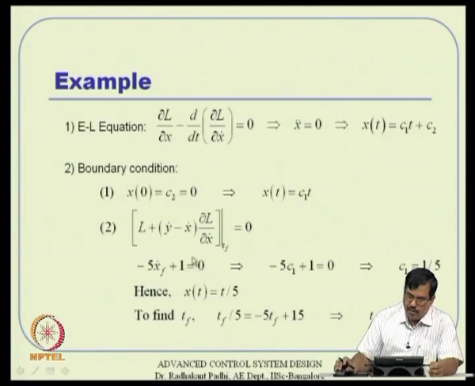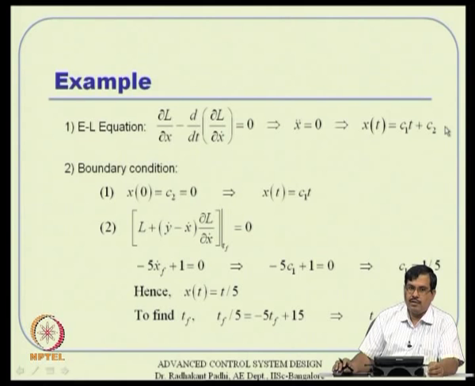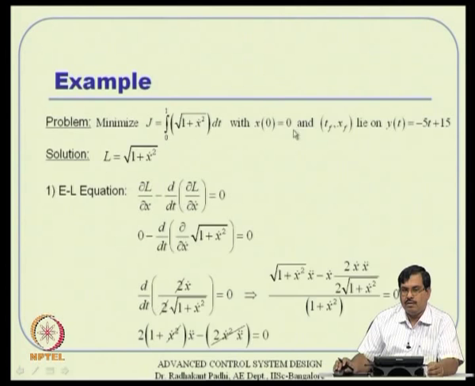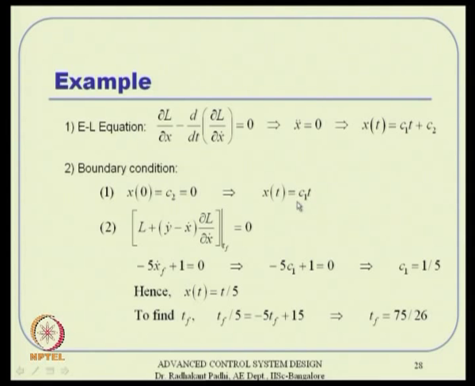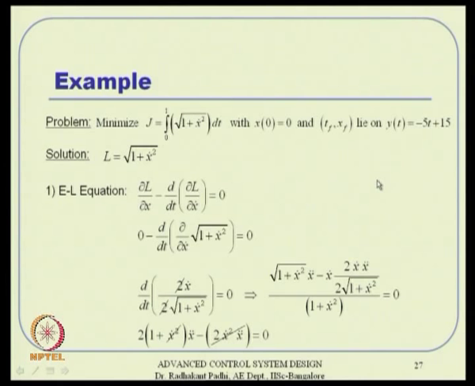Now, if x double dot is 0, then obviously the solution, once you integrate it twice, is c1 t plus c2, and then you can bring in the boundary conditions. My first boundary condition is x of 0 is 0, so I will put it there. That gives me c2 equal to 0. So, my x of t is really c1 t, that is as simple as a linear curve in time. But this particular thing is constrained to lie on that curve, whatever curve that is, that is another linear curve, remember that.